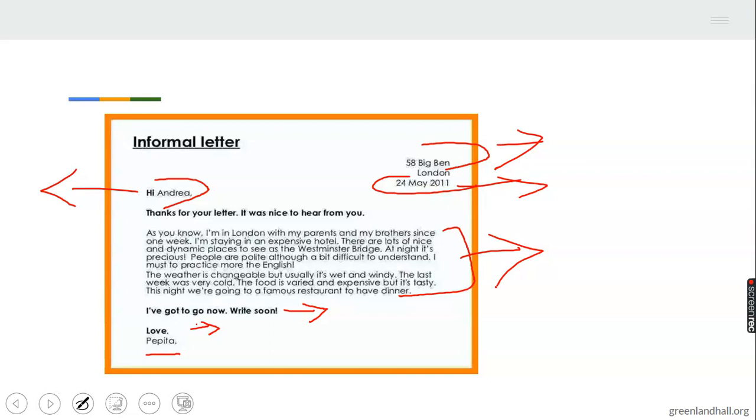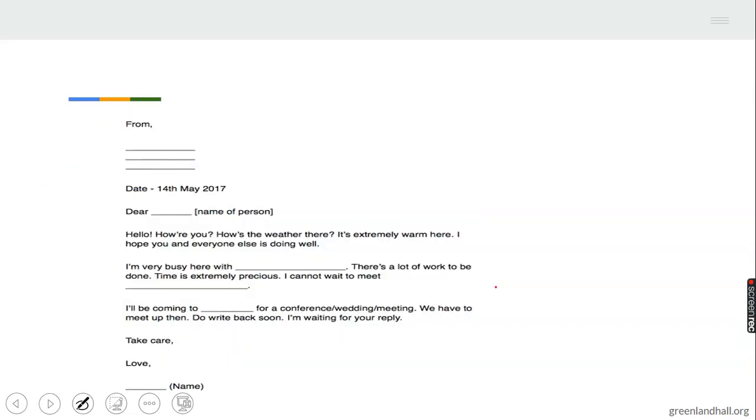Okay, then this is another one. You can fill this one up, then you write your address, everything. The date is here. You can change the date as well. Dear dash, you write the name of the person. Hello, how are you? How's the weather there? It's extremely warm here. I hope you and everyone else is doing well.